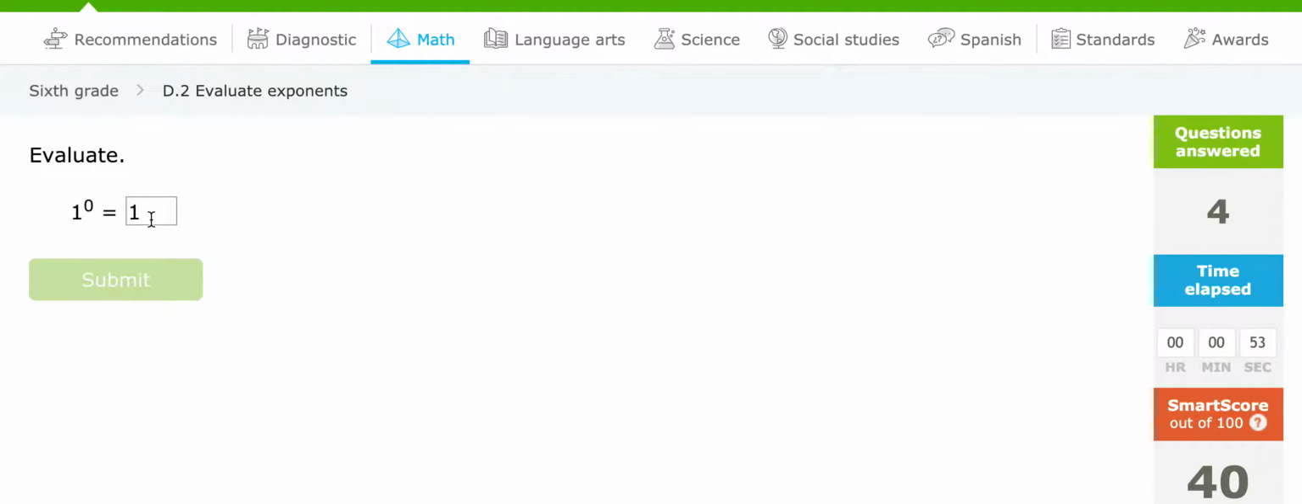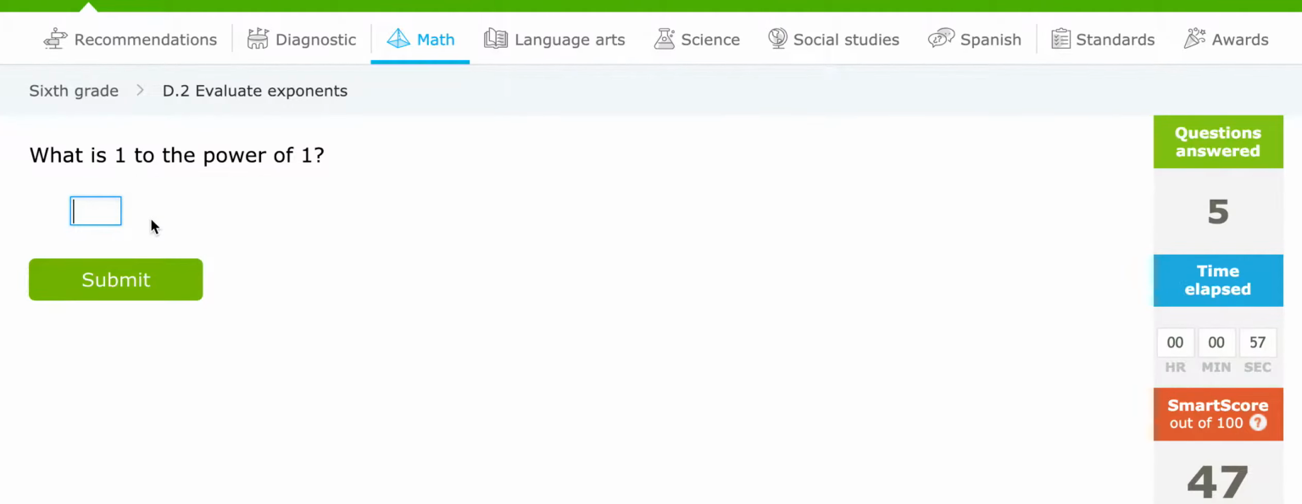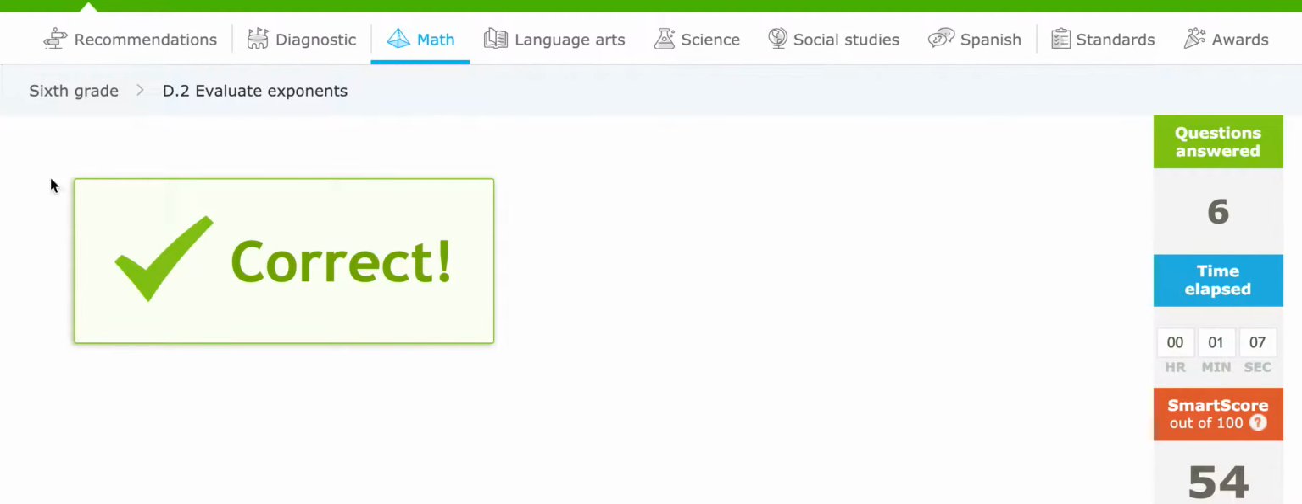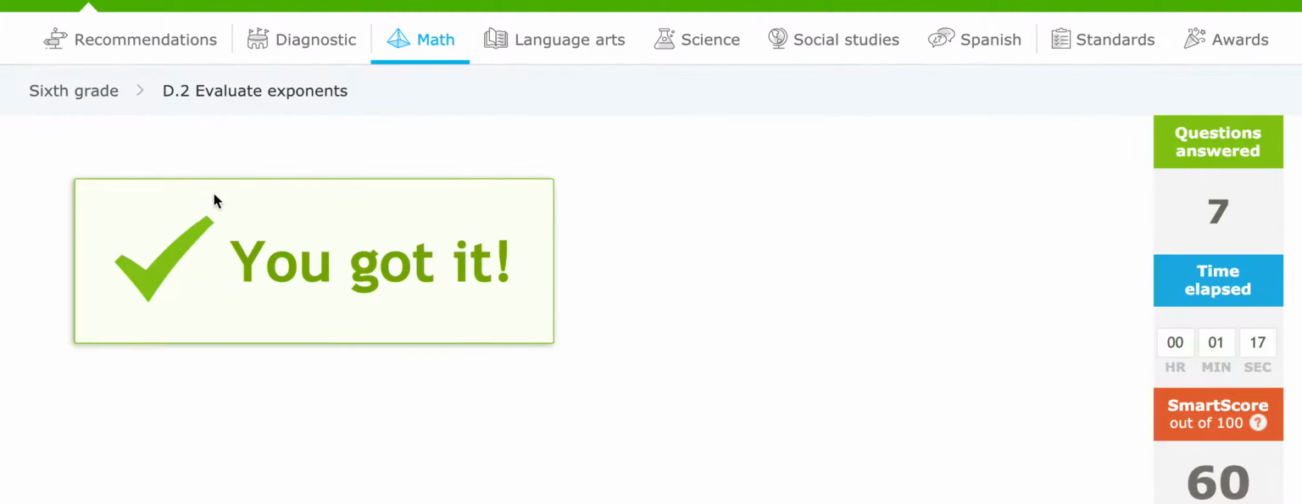Okay? And this is important to recognize because there are very important properties that stem from this. Okay? What is 1 to the power of 1? That's going to be 1. 1 to the power of anything is going to be 1. When we go further from here, what is 7 raised to the power of 1? Well, 7 to the 1 is 7. Right? Anything raised to the power of 1 will be itself.